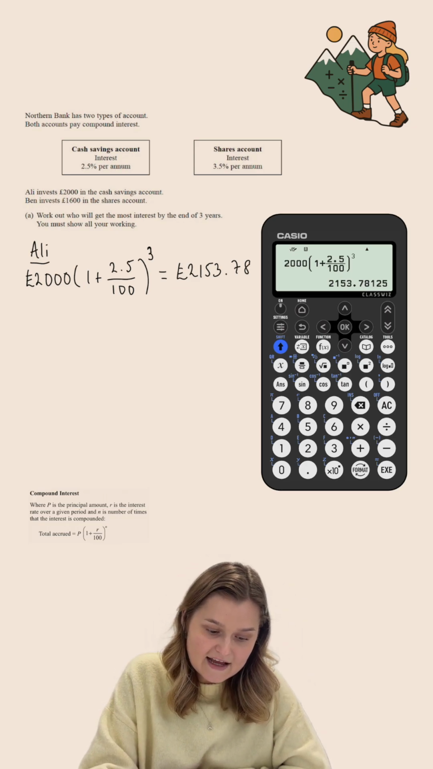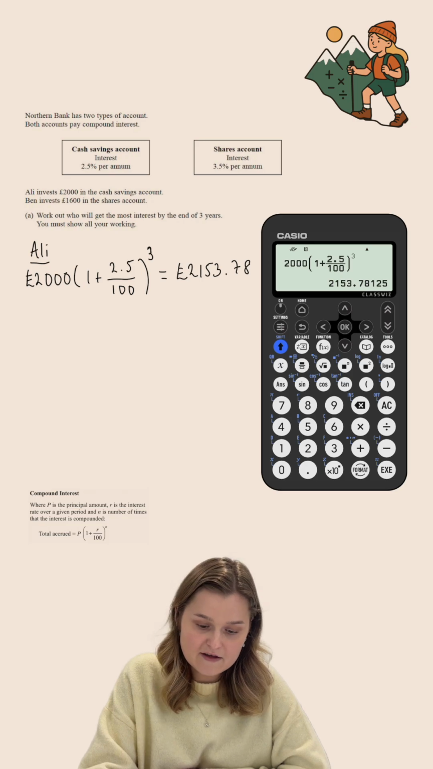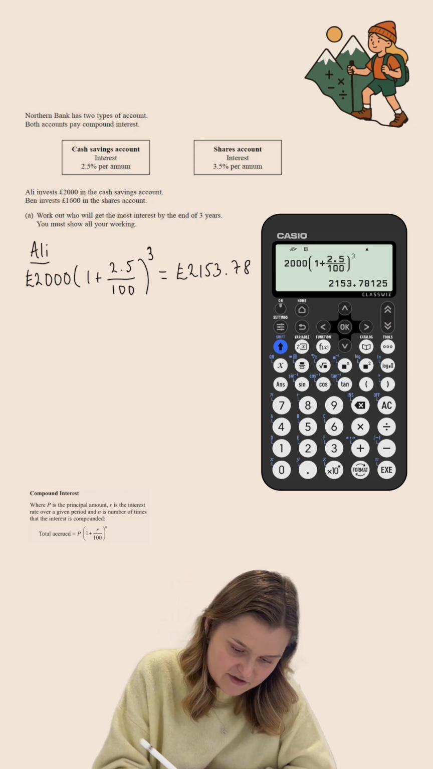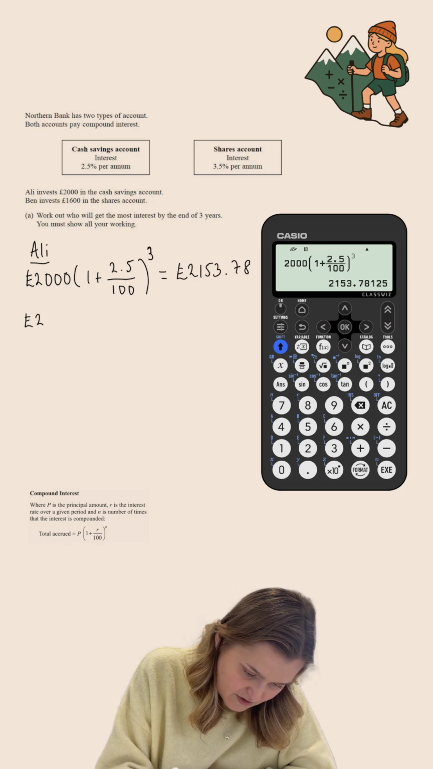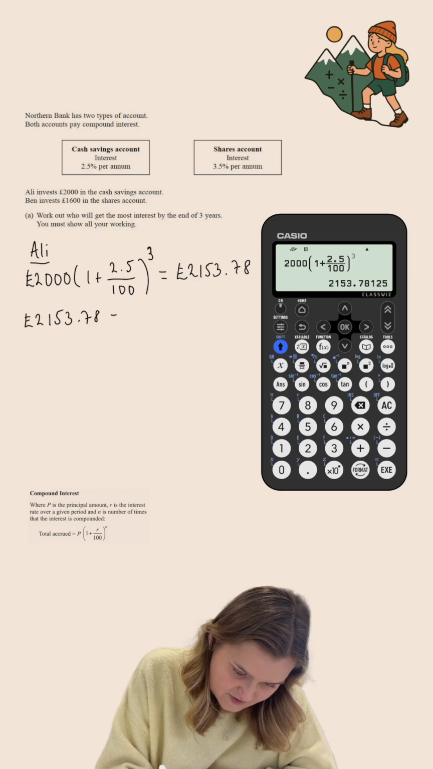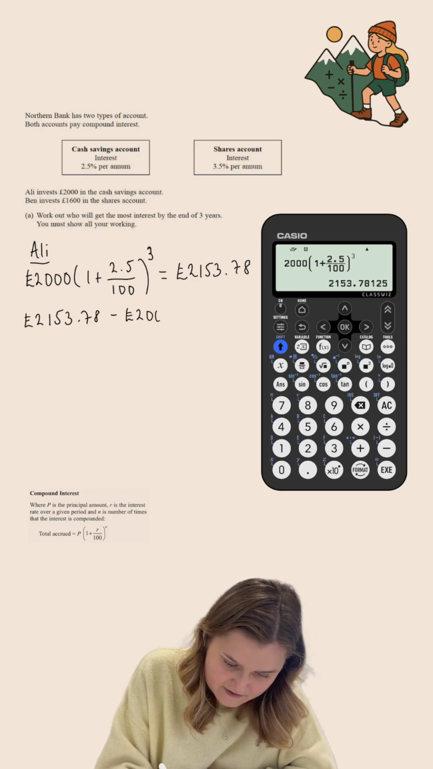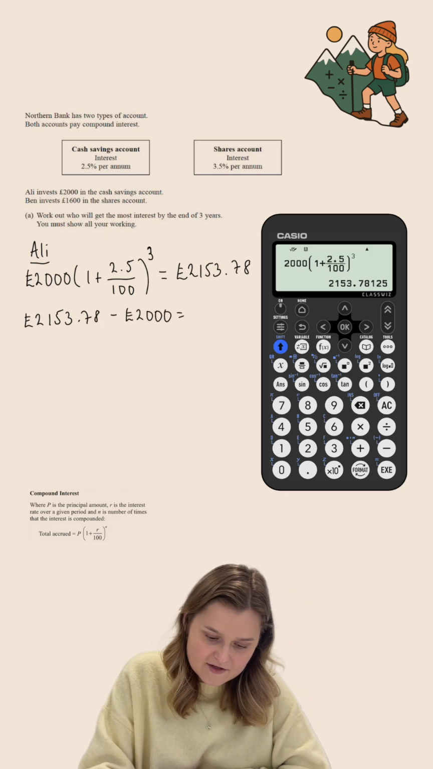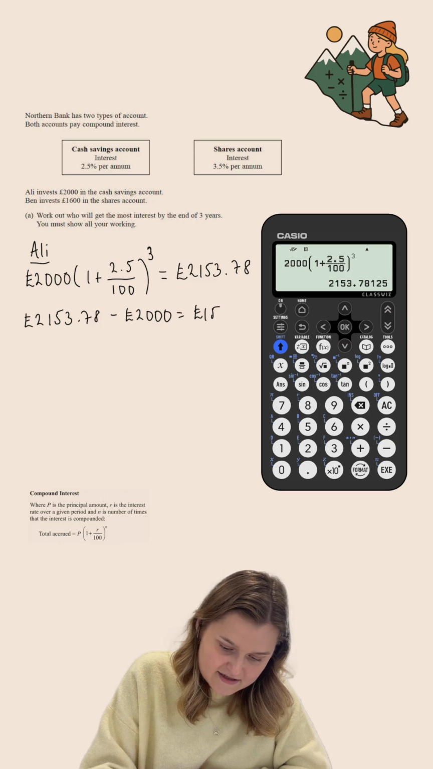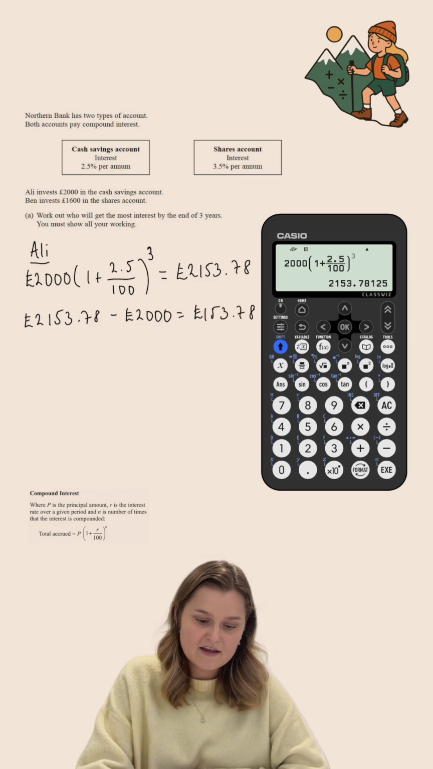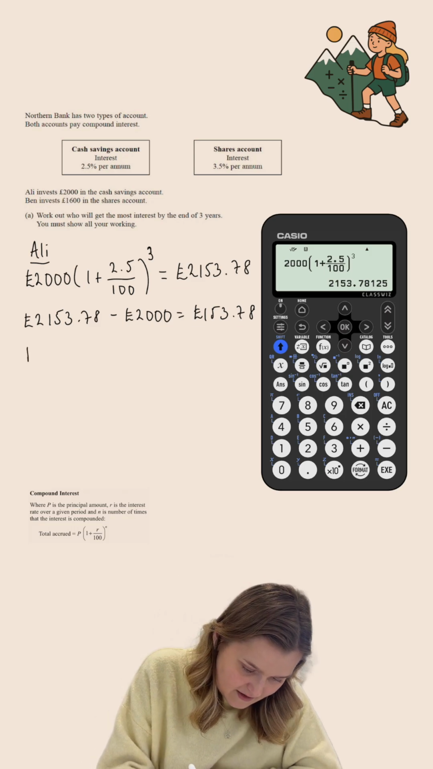Now because Ali had £2,000 that she put in the first place, the interest that she has gained is the difference between these two numbers. So we're going to do £2,153.78 subtract the original £2,000 that Ali put in. So we get that her interest that she had was £153.78.